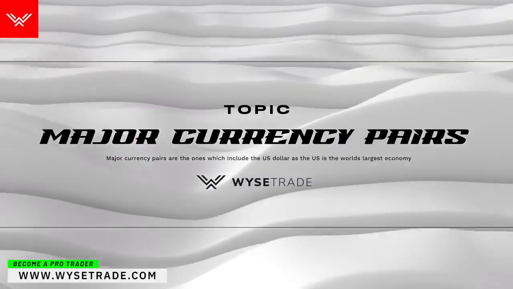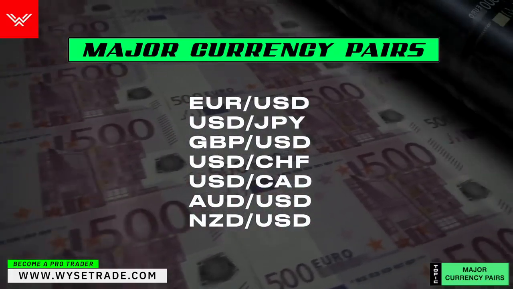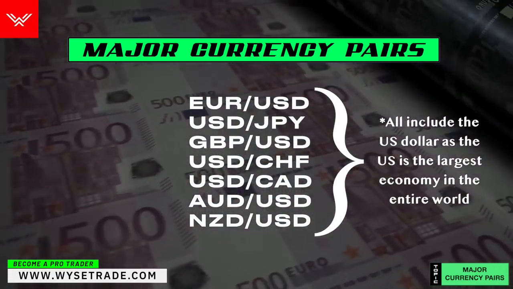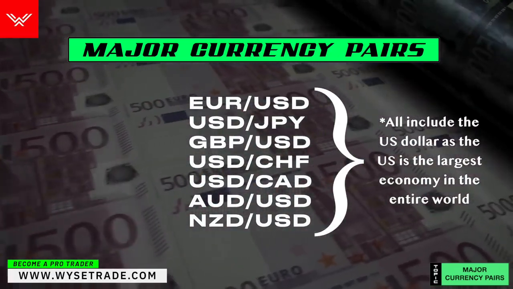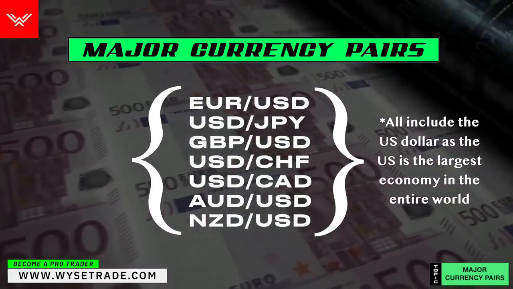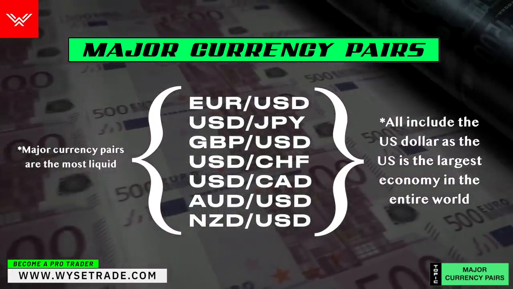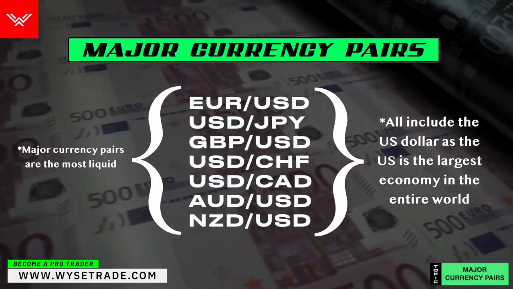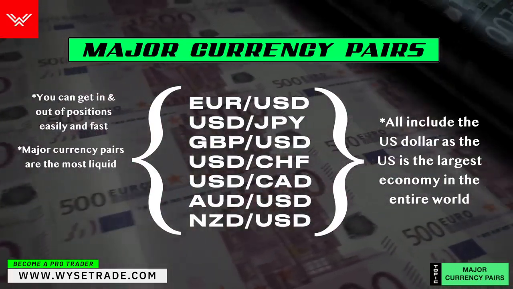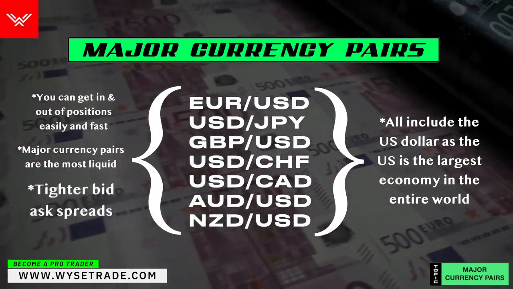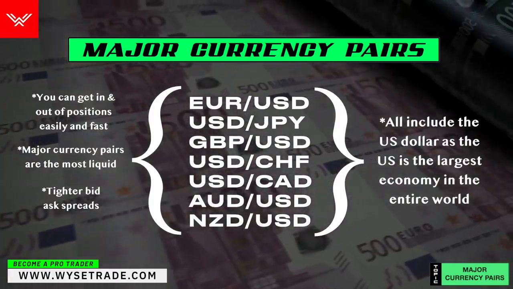Major currency pairs. These are the major currency pairs, which all include the US dollar, as the US is the world's largest economy. Starting out, we recommend sticking to trading major currency pairs, as they are the most liquid, meaning you can get in and out of positions easily and fast, and with tighter bid-ask spreads.